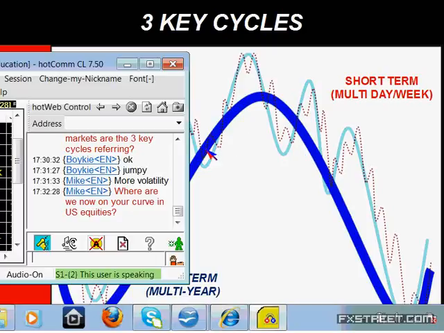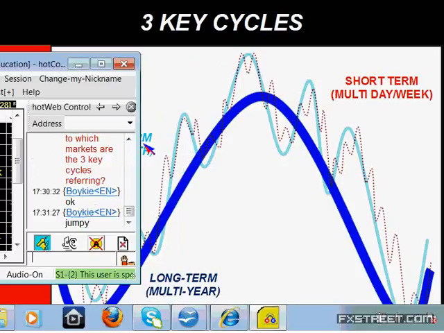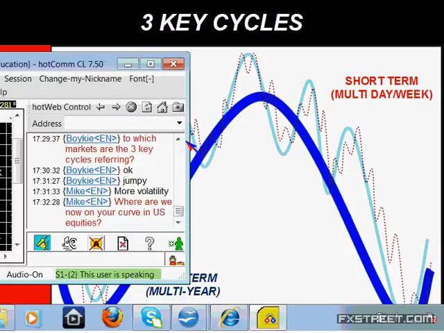Now, one point I want to make, and I'll come to your question, Mike, is this point of how you can trade each of these. Now, intraday traders here on FX Street, which cycle are you likely to trade the most?